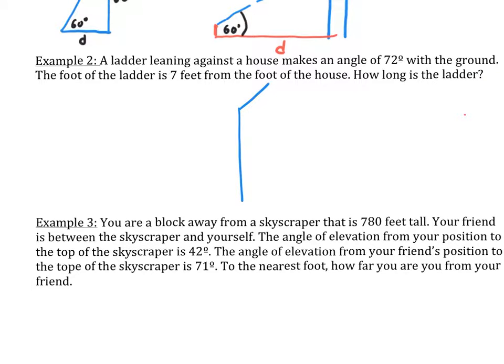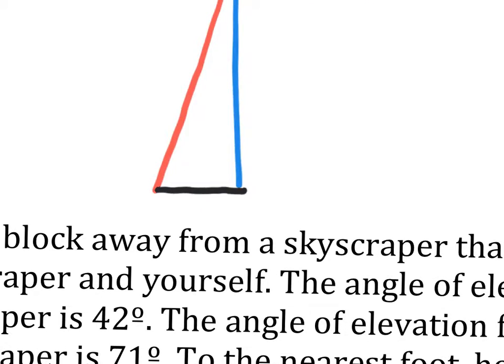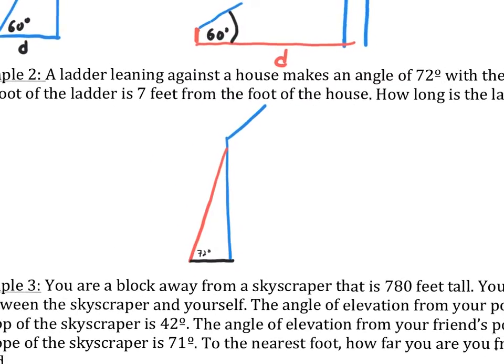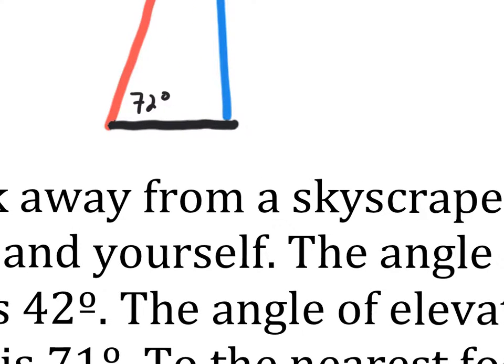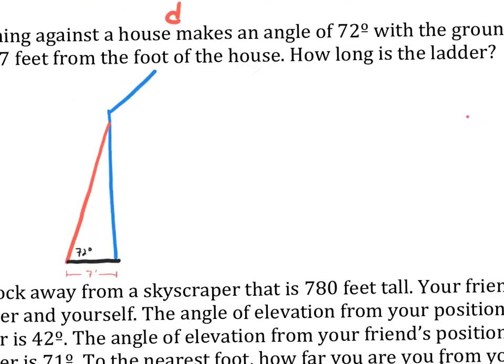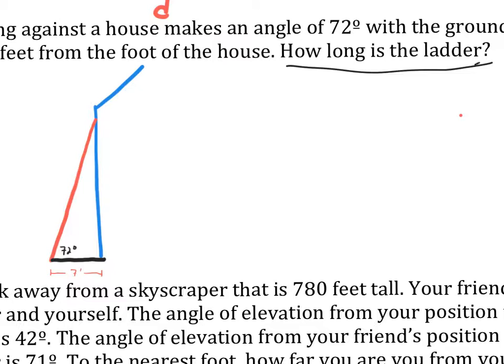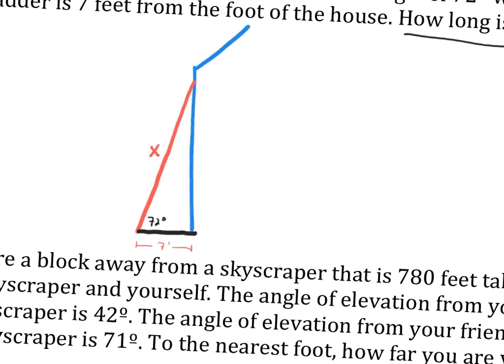So here we have a house, and the ladder makes a 72 degree angle with the ground. So that means 72 degrees is going to be right here. And we know that the ladder is 7 feet from the house. So this here is 7 feet. Okay? And the question, of course, is how long is the ladder? So we are ultimately trying to find out this distance right there, the red ladder.